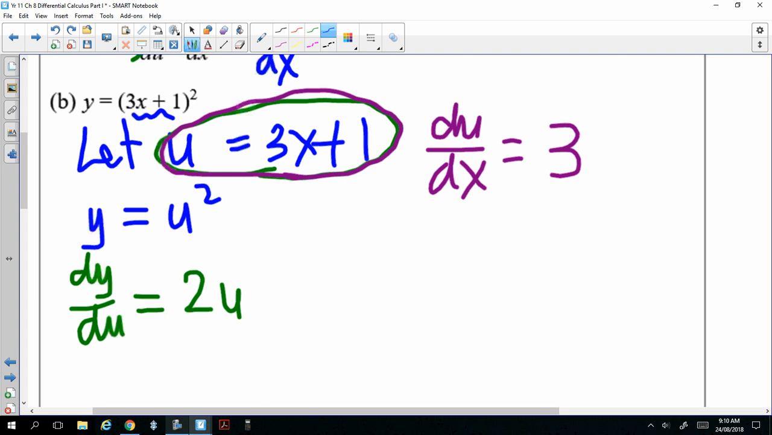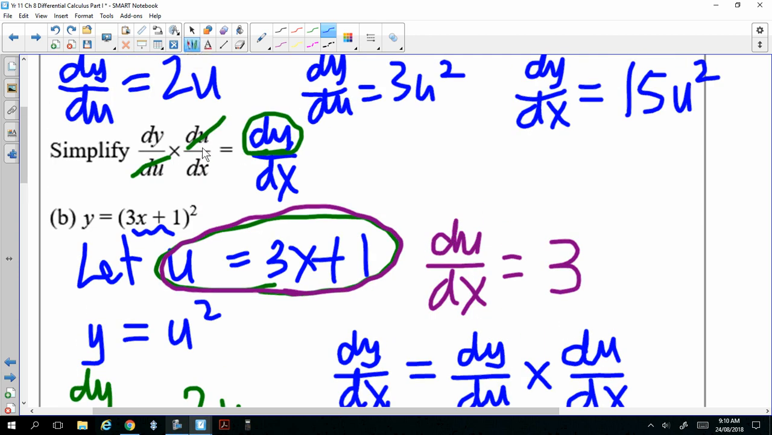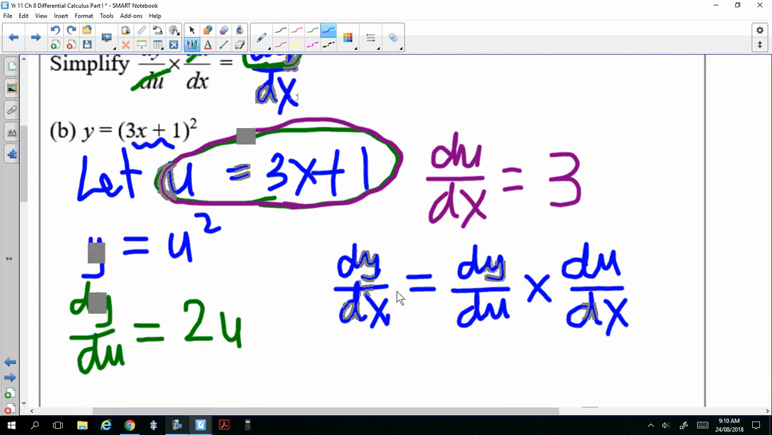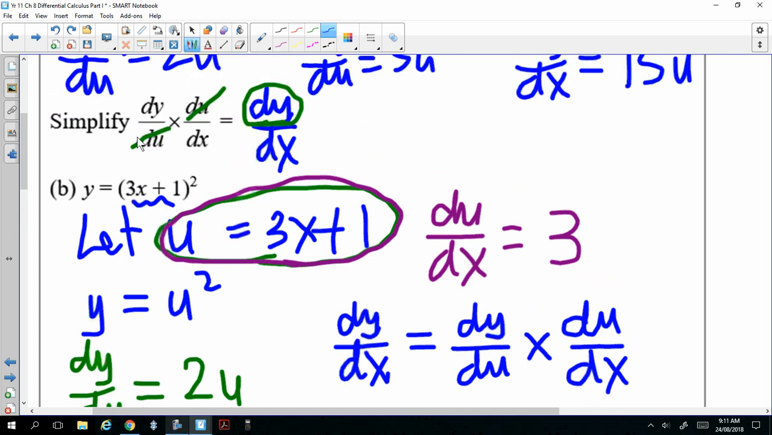dy over dx is the same as dy over du multiplied by du over dx, right? Because the du get cancelled, we saw earlier. Remember this? That becomes dy over dx, right? dy over dx is dy over du times du over dx. Remember, we just found that they cancel, become dy over dx.